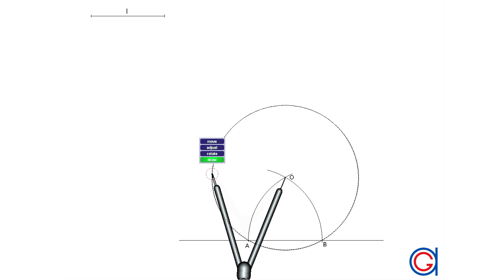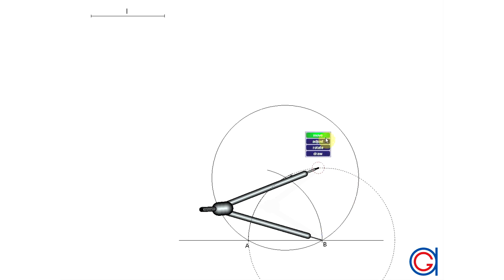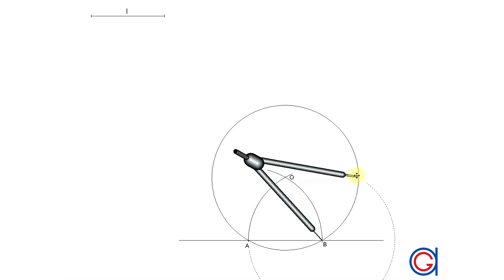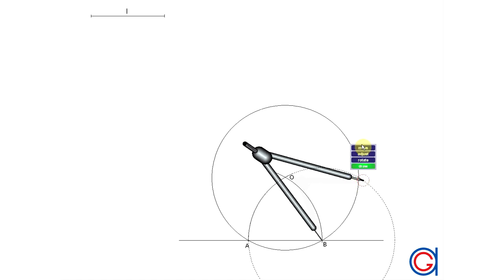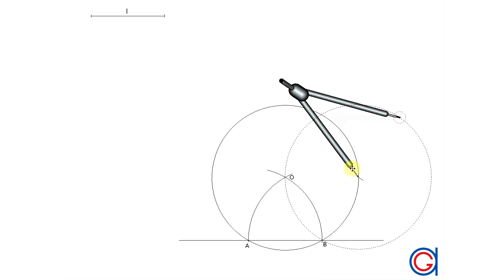To continue, using the given measurement of the side L, which is the same as the radius of the circle, setting our compass on point B, we will scribe an arc to the right to cut the circle, which will be the next vertex of our hexagon. So now we are going to continue this process, marking the rest of the vertices of our regular hexagon.